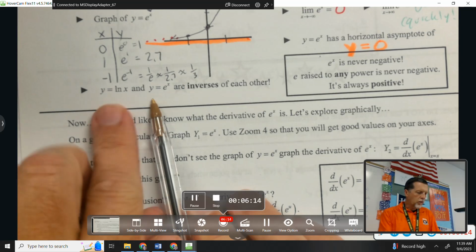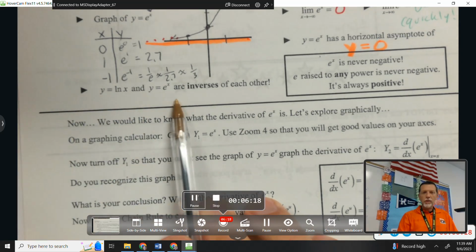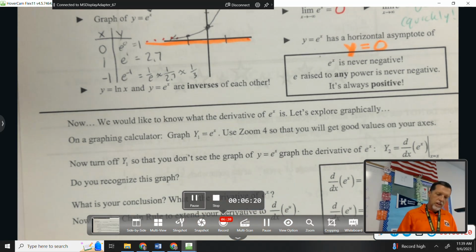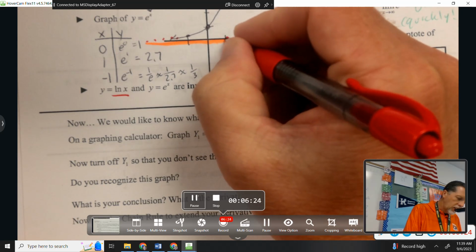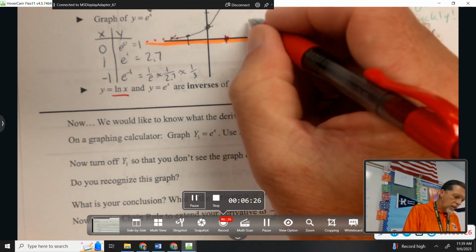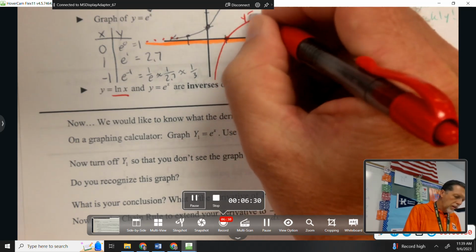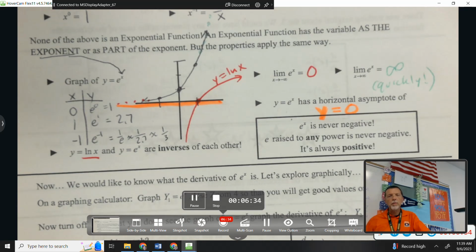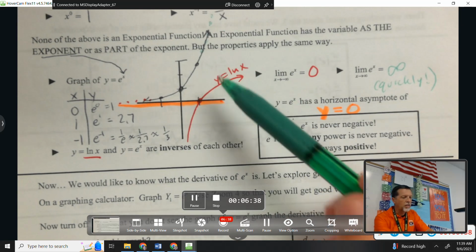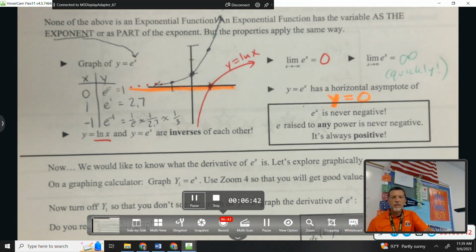One more graph. Natural log and e to the x are inverses of each other. That's why we use them when we're solving for the other. So I'm going to go ahead and graph natural log of x. Maybe seeing both of them will help us remember both of them. All right, so that idea that they're both headed toward infinity, but e to the x is getting there a lot faster than natural log is.